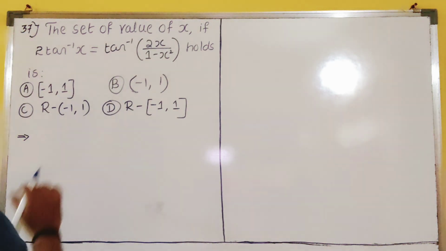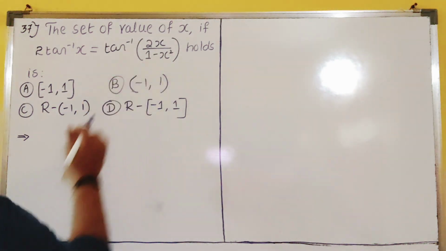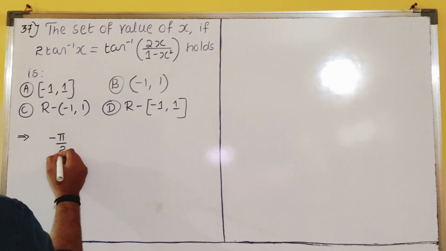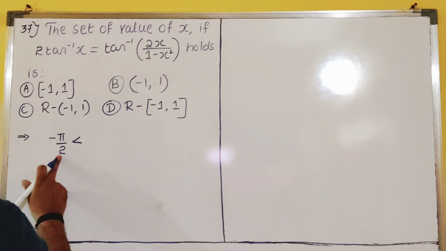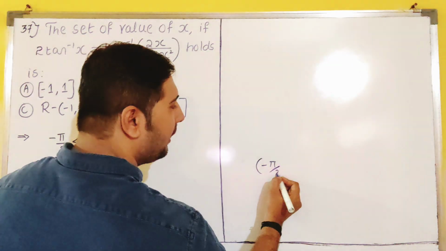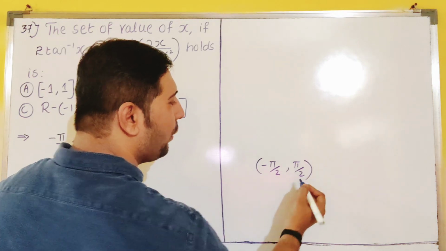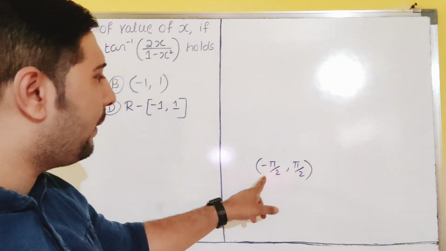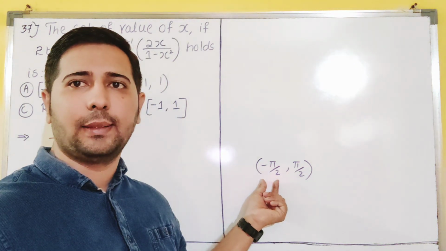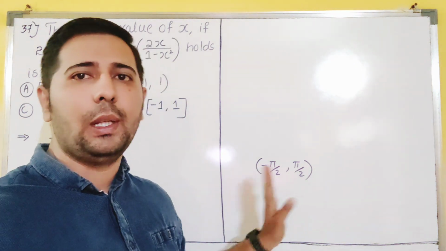So please try to understand and solve this. Now see what will happen. For tan inverse x, what is the range of tan inverse? Tan inverse range is minus 90 to plus 90, an open interval. Open interval means we are not including 90 and minus 90, dear students. Whatever comes in between, we will include.